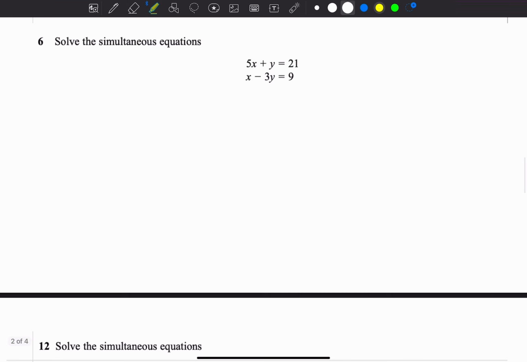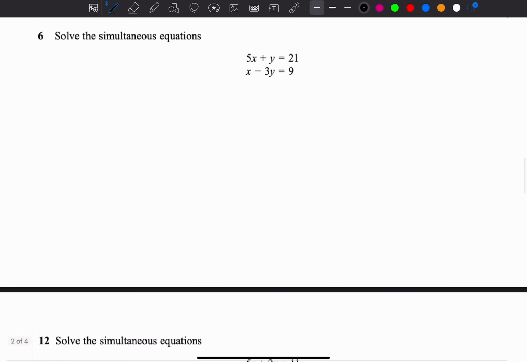Next one. That's technically 1x anyway, so times it by 1, times it by 5. Times it by 1 is technically the same thing anyway. 5x plus y equals 21. 5x minus 15y equals 45.